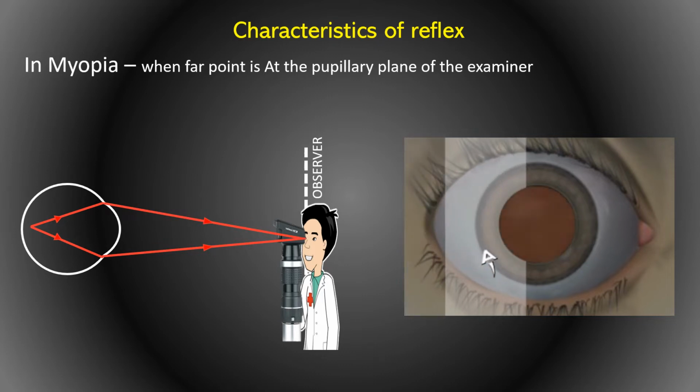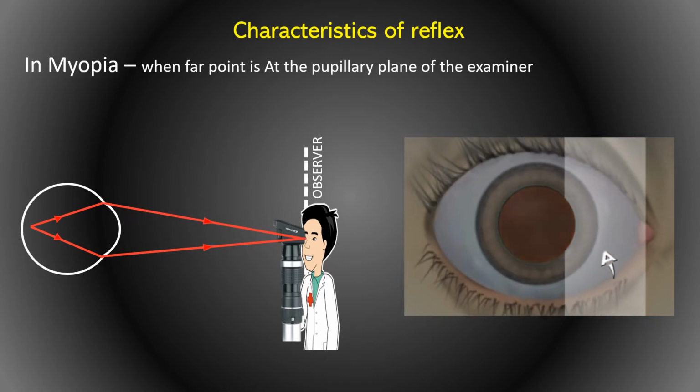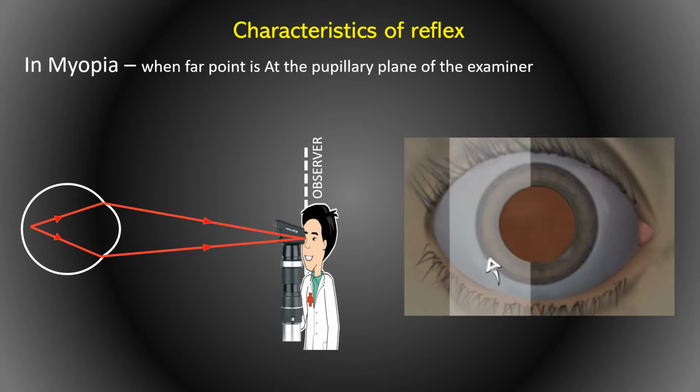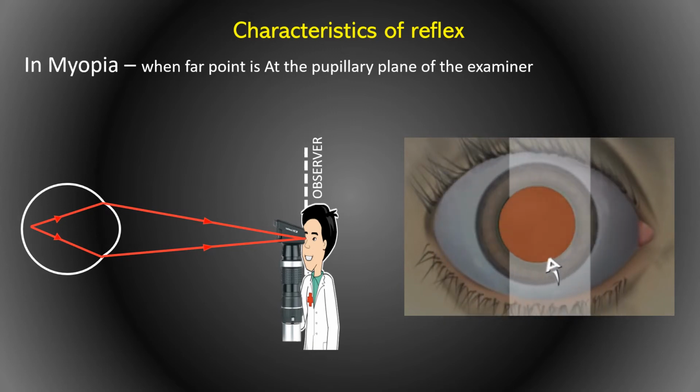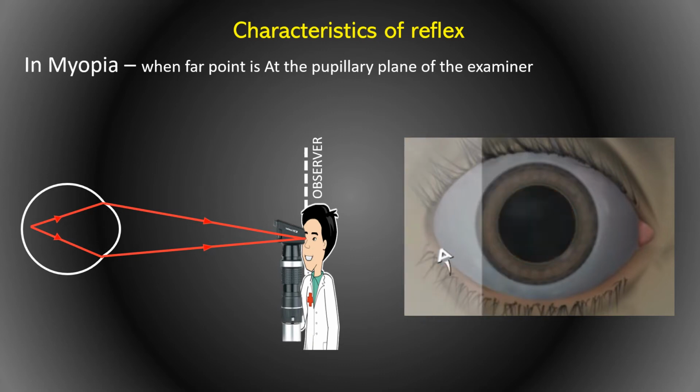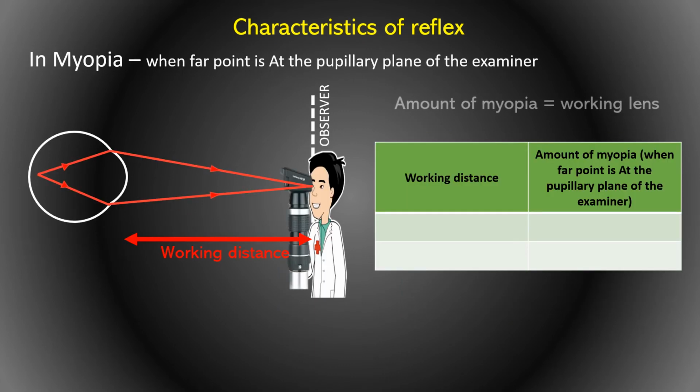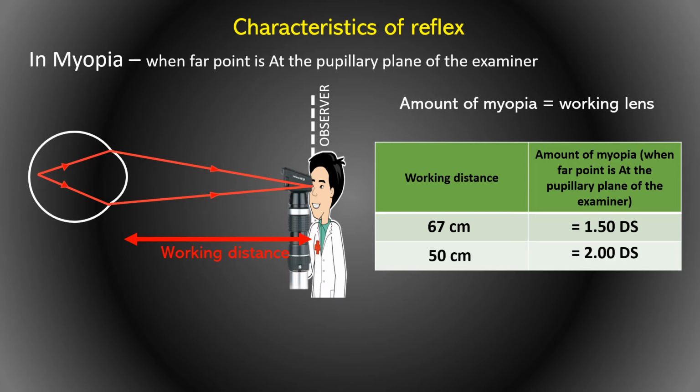The next possibility is if light rays emitted by the myopic fundus converge and meet at the level of the pupillary plane of the examiner, then the reflex in the pupil will show no movement. And the amount of myopia would be equal to the working lens. For example, if you are doing retinoscopy at 67 centimeter and the far point lies at your pupillary plane, then you can say that there is myopia of 1.5 diopter. And if the working distance is 50 centimeter, then the myopia would be 2 diopter spherical.